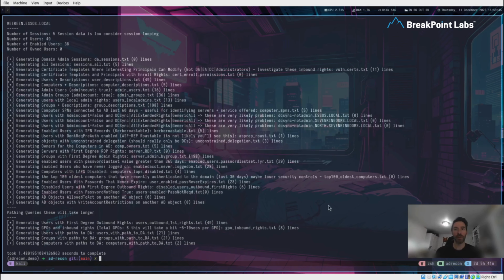So we can look at a couple of things here that are pretty interesting. We have users with first-degree outbound rights. That's kind of interesting. We have users with path to DA. That's especially interesting to us right now. Groups and computers and even GPOs. So we'll start by looking at the users with path to DA. So we'll go ahead and cat that out.